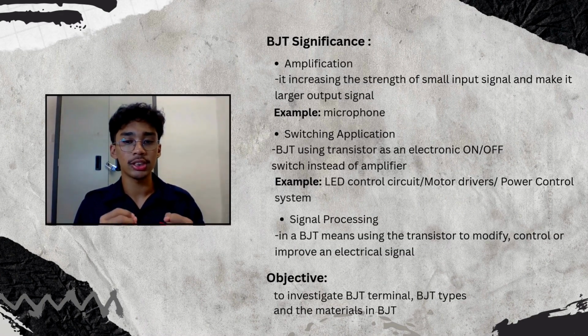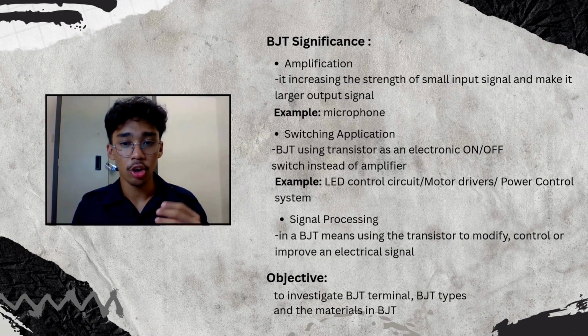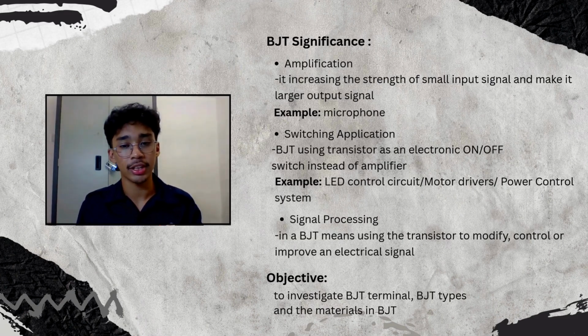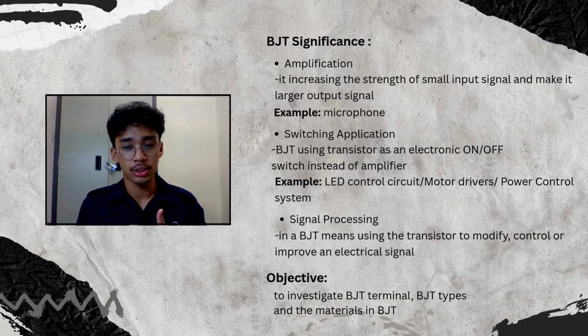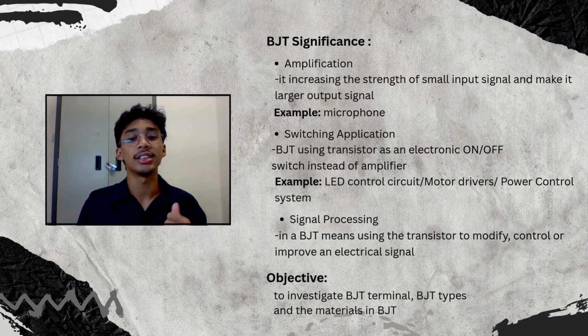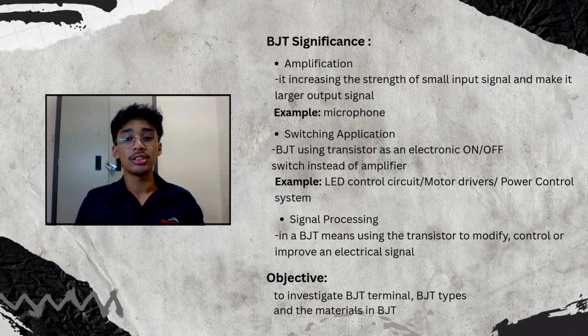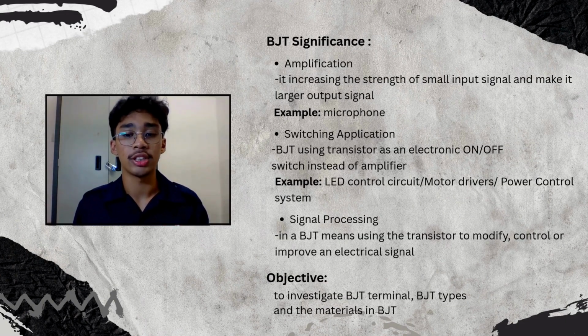Second is switching. The BJT uses the transistor as an electronic on-off switch instead of an amplifier. For example, LED control circuits, motor drivers, and power control systems. The third is signal processing. In the BJT, this means using the transistor to modify, control, or improve an electrical signal.